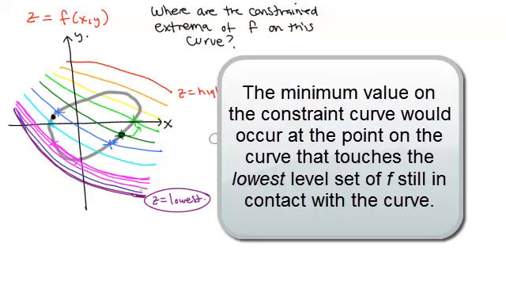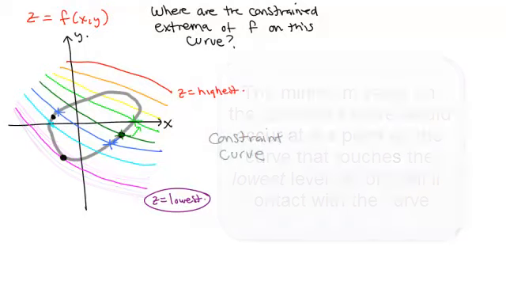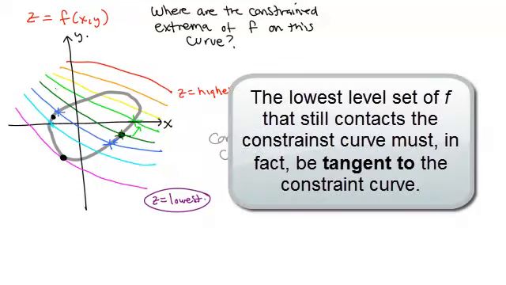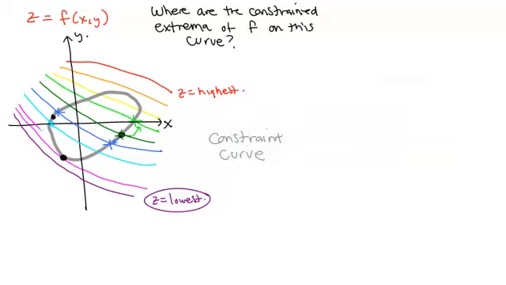So let me focus on that one guy right there. This particular one is the lowest level set who makes contact with the curve right here. And you'll notice that this level set appears to be tangent to the surface. If we were to make it go any lower, it wouldn't contact the surface at all. But if we were to bring it up any higher, it would contact the surface in at least 2 different spots. And that would give me higher values right here.